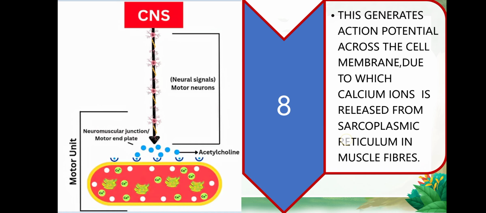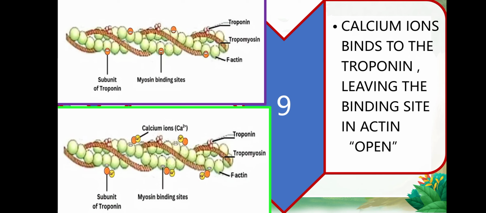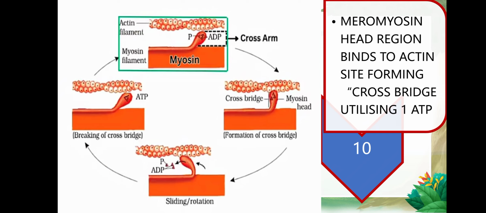When calcium is released, the troponin is removed from the actin binding site. Now the meromyosin head region binds to the actin site, forming a cross bridge. When the troponin is free from actin, the actin molecule has a binding site for myosin, which is available now. So the head region of the myosin molecule binds to the actin site, forming a cross bridge, utilizing one ATP.